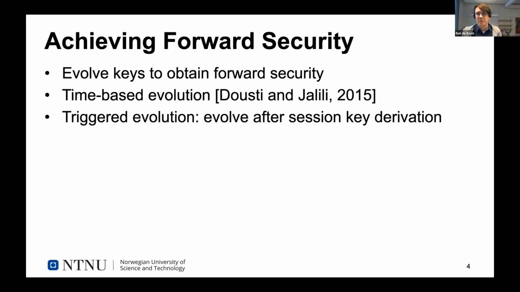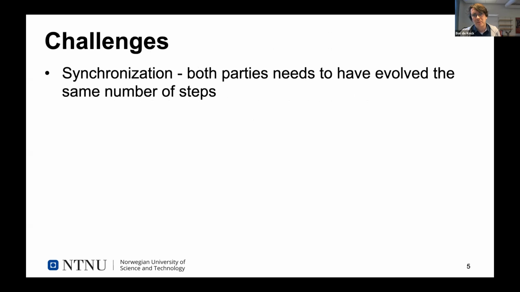And in our case, we will use this, and the trigger will be key derivation. So every time you derive a new session key, we will then evolve the static key material, as it were. There are several challenges with this. One of them, of course, being synchronization. So both parties need to have evolved the shared key the same number of steps so that they actually use the shared key.